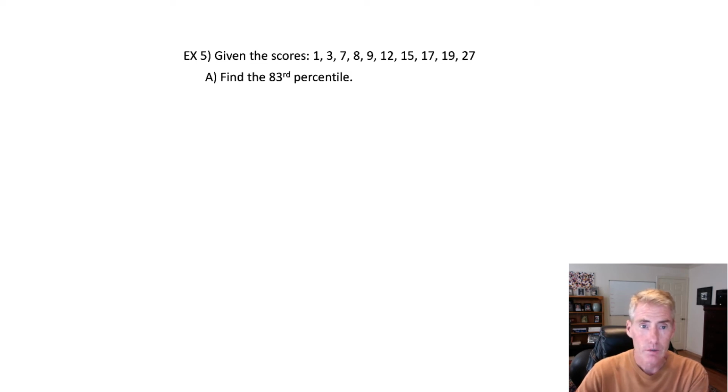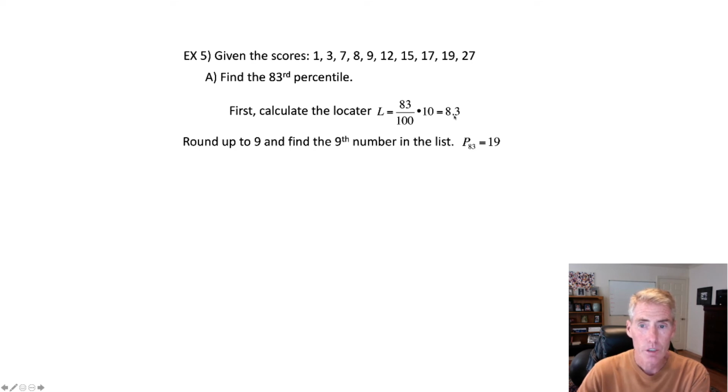So let's do an example. Find the 83rd percentile. So you take the 83, divide by 100, and then since there's 10 scores, you multiply by 10. So this is saying you have to go past the 8th number. So you go to the 9th number. So you round this up to a 9 and go to the 9th number in the list. 1, 2, 3, 4, 5, 6, 7, 8, 9. So the 19 is the winner. That is the 83rd percentile.